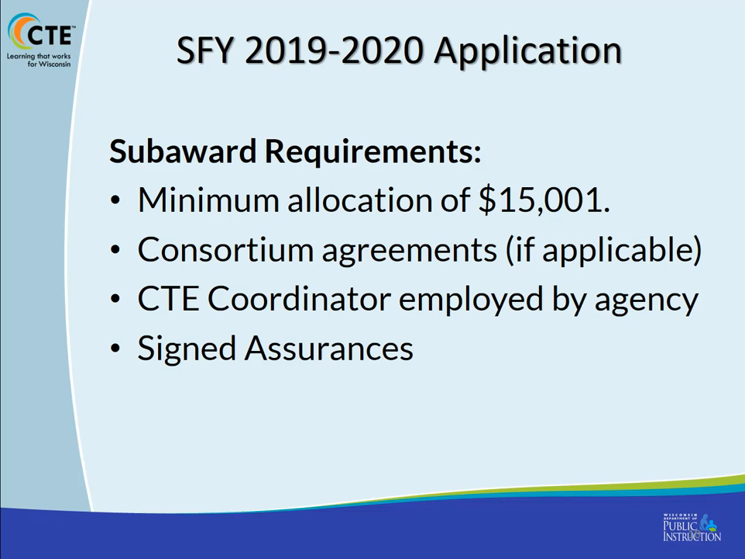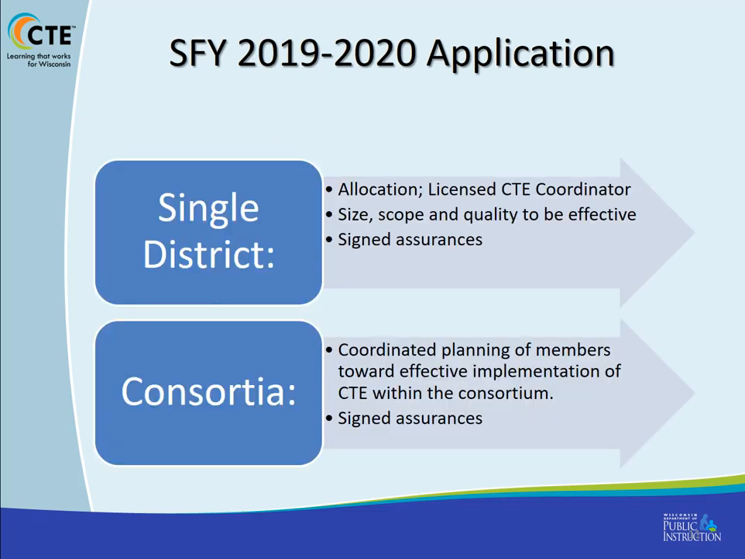Assurances must be signed by the local education agency signing authorities, but should be read and fully understood by the CTE coordinator, district designee, and LEA administration. The state fiscal year goes from July 1st through June 30th of the following year.